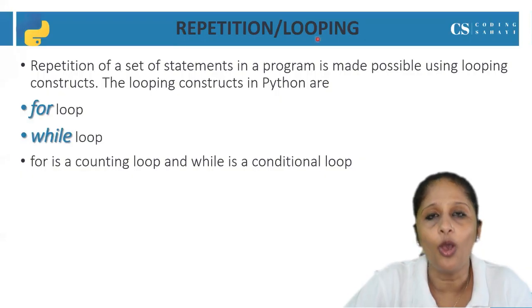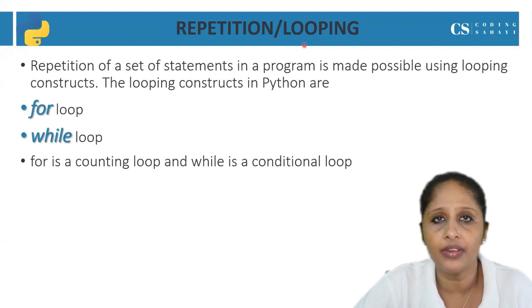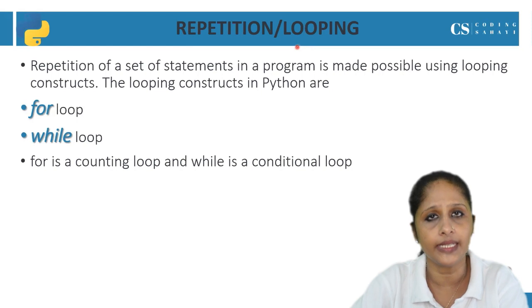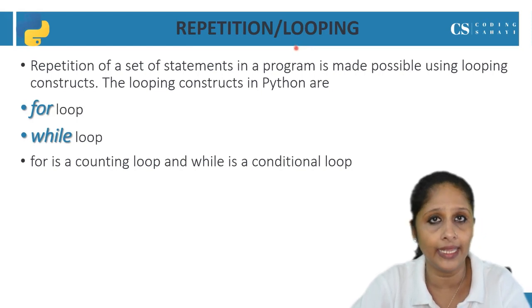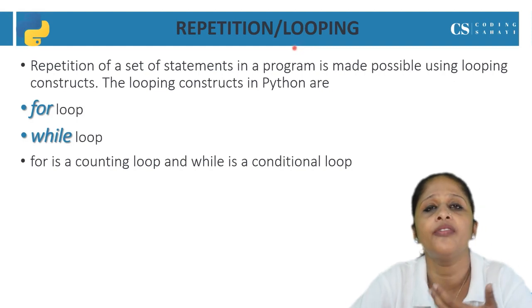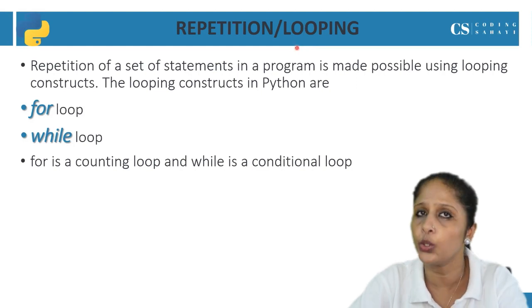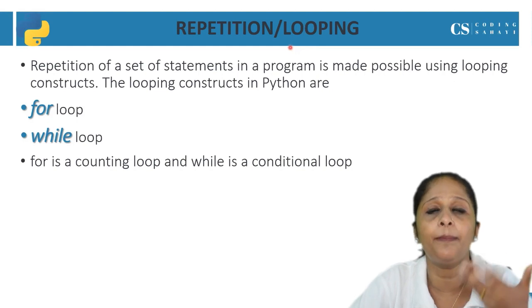So repetition or looping. In the last videos, we were discussing if condition. In the if condition, if there is a condition satisfying, then the set of statements under that will be executed. Otherwise, the else or the elif part will be executed. So how many times is that if working? See, if the condition is satisfying, then if executes one time. Suppose you have a condition to do multiple times.